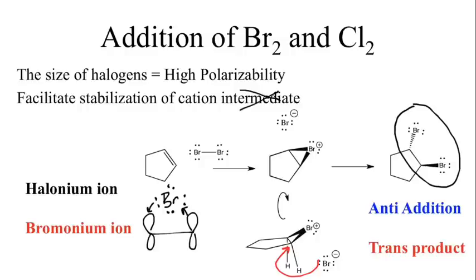So when we're looking at the addition of bromine, we're looking at a trans product, wedges and dashes, and it's all because of that bromonium cation.